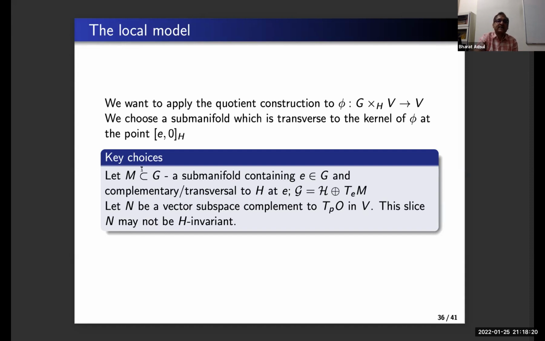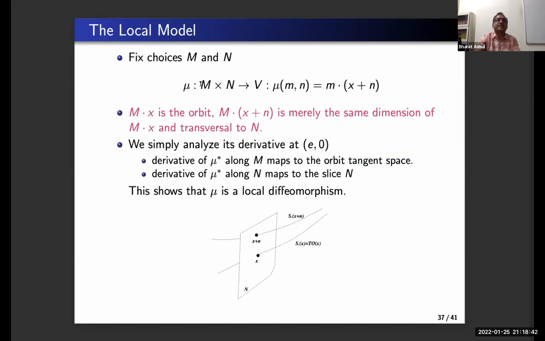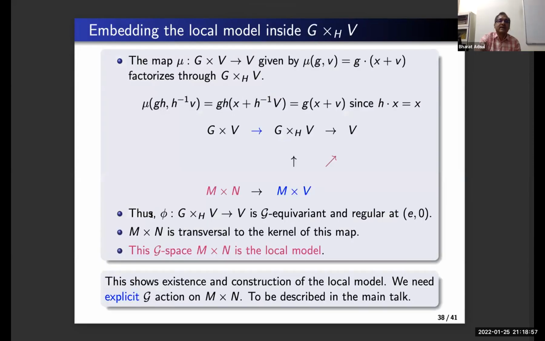Then one can show that this M cross N, restricted to a small neighborhood of (E, 0), is sitting inside this associated construction. So there is a submanifold of the form M cross N, restricted to a neighborhood, which is transverse to the kernel of this map. You fix the choices of M and N, and there are plenty of choices for M and N such that this embedding is possible, so this local model is possible. I will skip these calculations, but this is really the point. We have this map which is G equivariant and which is regular at (E, 0).